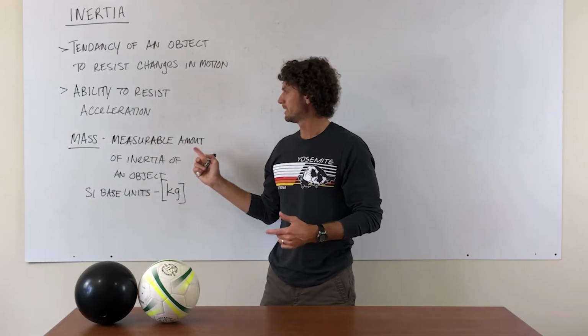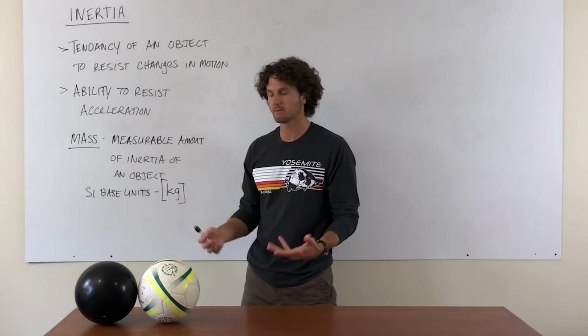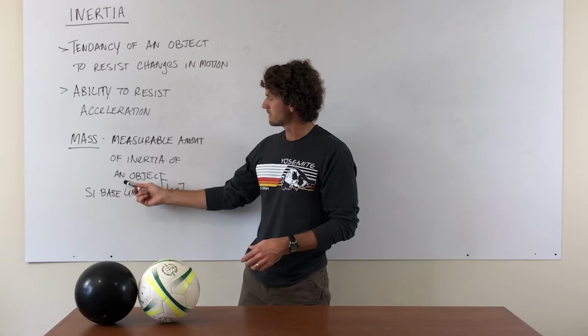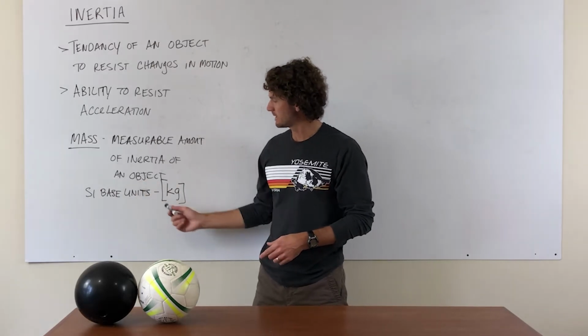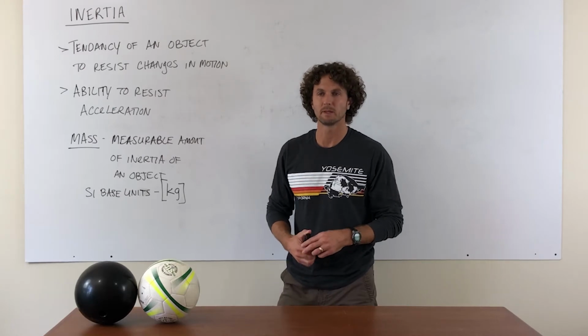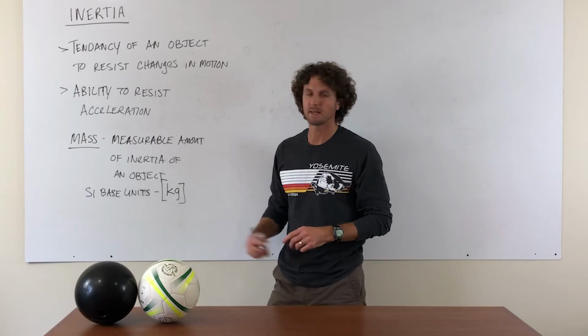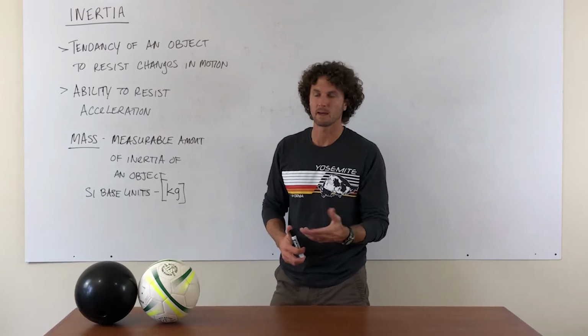So mass is going to be the measurable amount of inertia that an object has. That's how we're going to define the mass of an object. And the base SI unit for mass we're going to use is kilograms. So be careful if an object's mass is given to you in grams. We want to always get back to that base SI unit of kilograms for mass.